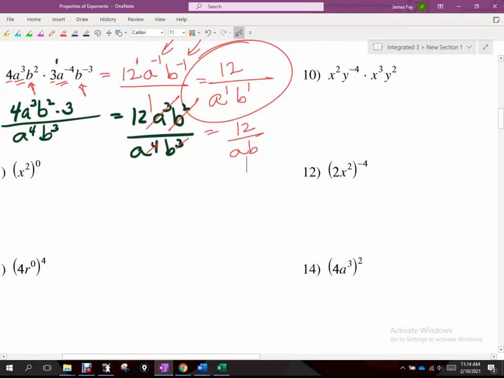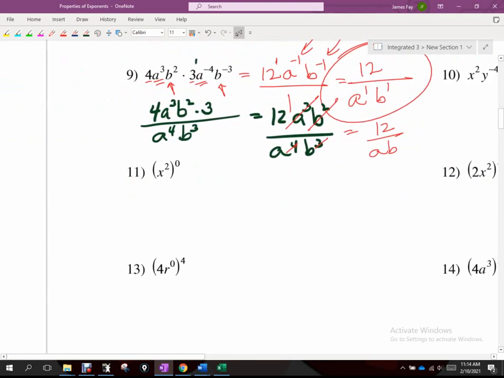Do number 12. Wait, what's number 11? Yeah, but what do I do with those two? No, it's a power to a power. So I change that to x to the... Remember what we do with power to powers? Yeah. You multiply them. So it gives you x to the 0, which is 1.